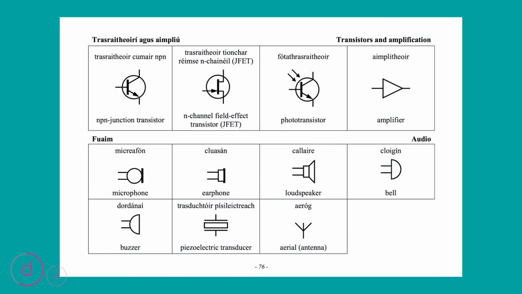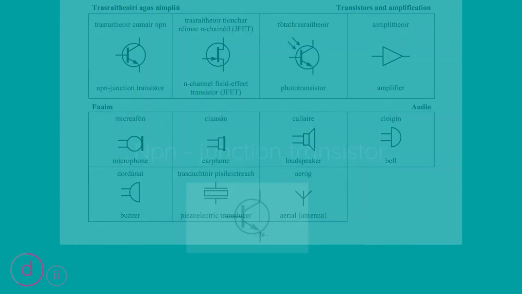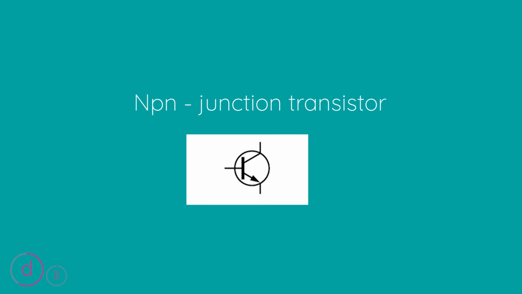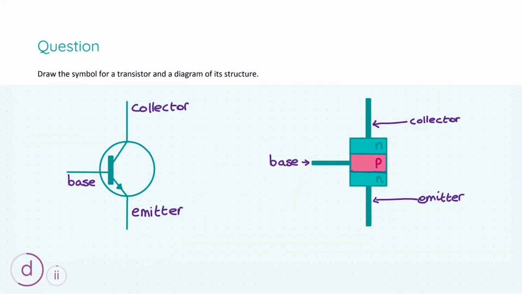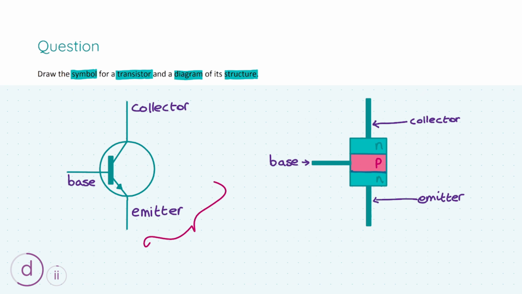In particular, we're going to be looking at the circuit symbol for the NPN junction transistor over here. Okay, so first of all, we're asked to draw the symbol for a transistor and a diagram of its structure. Okay, so over to the left, we have the symbol for a transistor, which we just saw in the Formula and Tables book. So you don't even have to remember the symbol for a transistor. All you need to do is copy it from the Formula and Tables book and know where to find it in the Formula and Tables book, which is ideal.